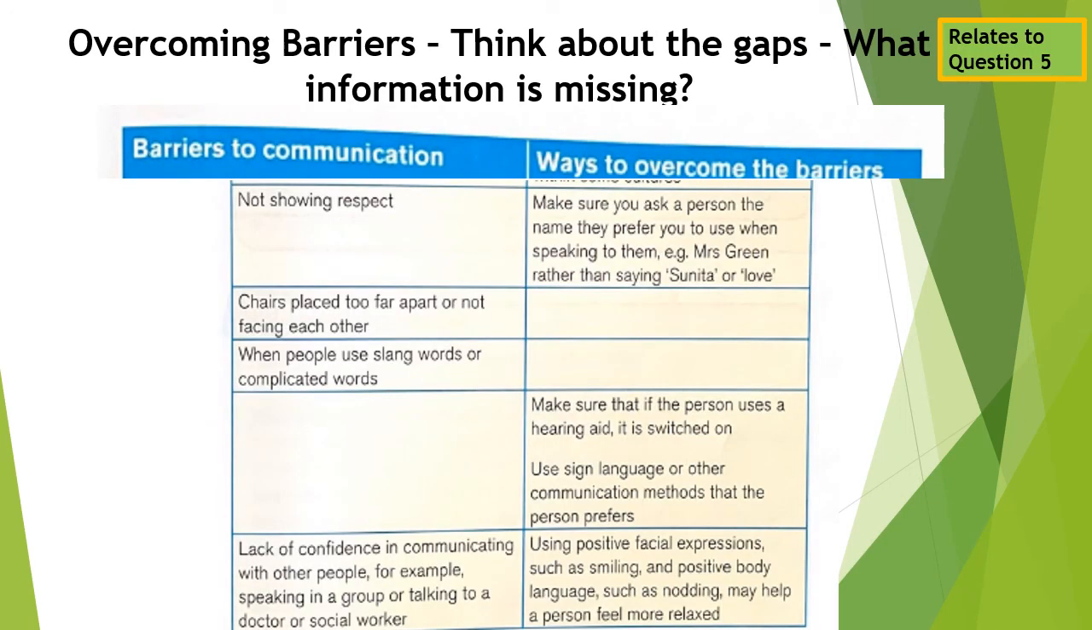And here's the next slide. So we'll do one of them together. So for example, the barrier to communication is the chairs are placed too far apart or not facing each other, and how we might overcome that barrier. Well, we can move the chairs closer together, and we can also enable them to be facing each other.